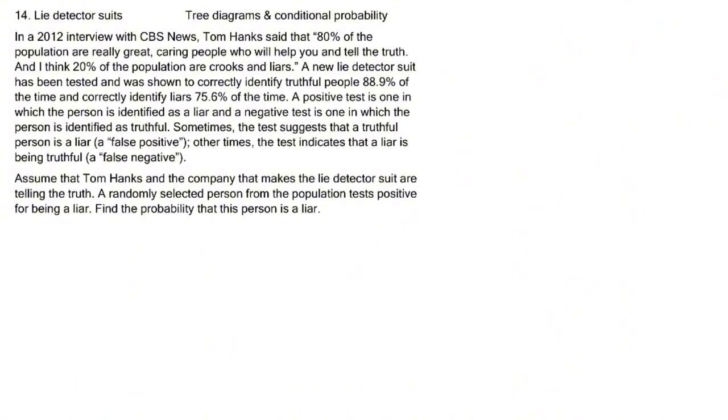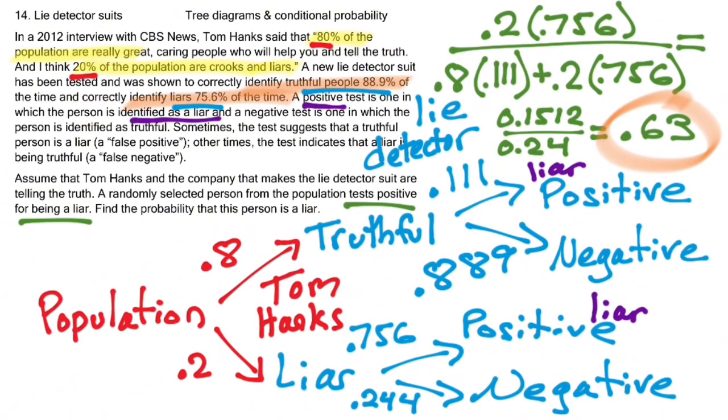A randomly selected person from the population tests positive for being a liar. Find the probability for this. Here is a tree diagram to help illustrate this point. Please listen as I explain where all of this information comes from.